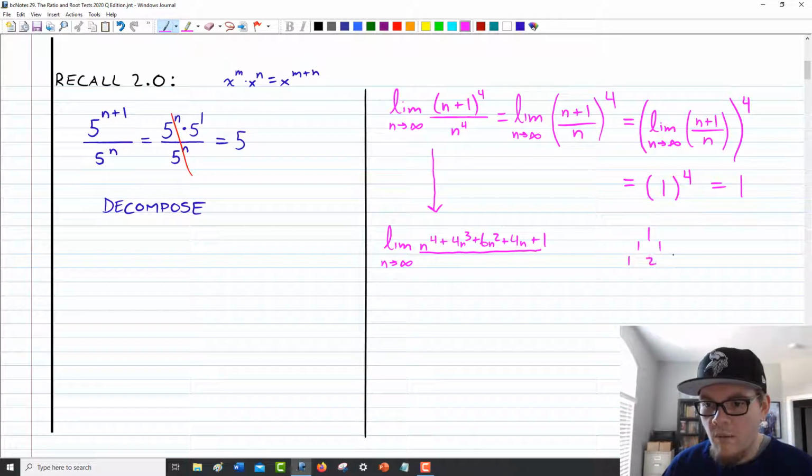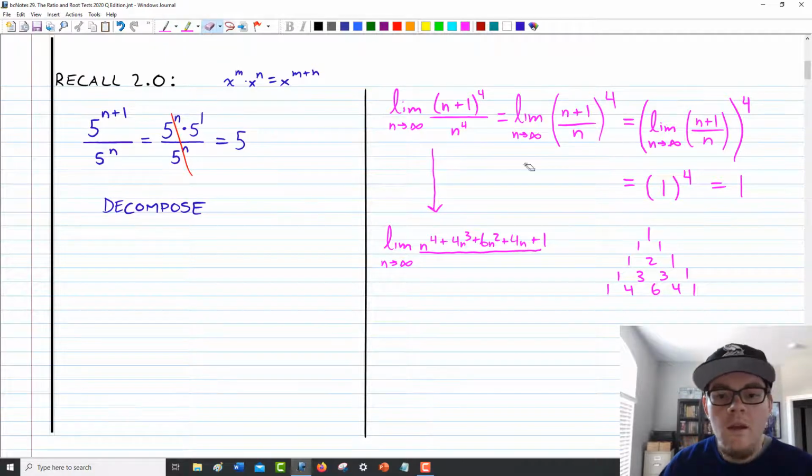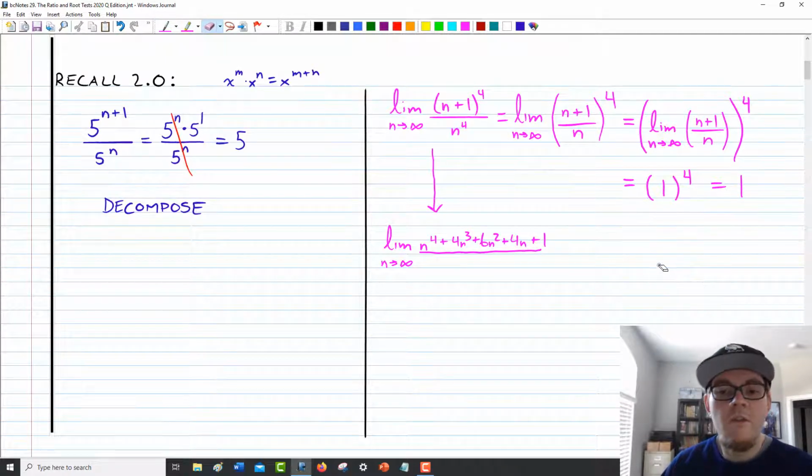So I'm going to quickly do one of my favorite little things. I'll write out Pascal's triangle. 1, 4, 6, 4, 1. Yep, I remembered. So anyway, that was just a way to quickly get the coefficients for that binomial expansion.